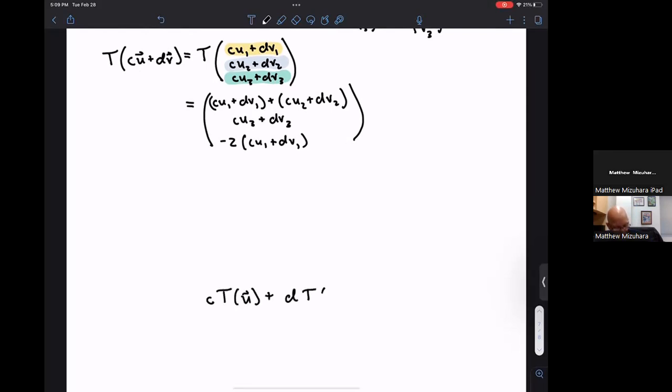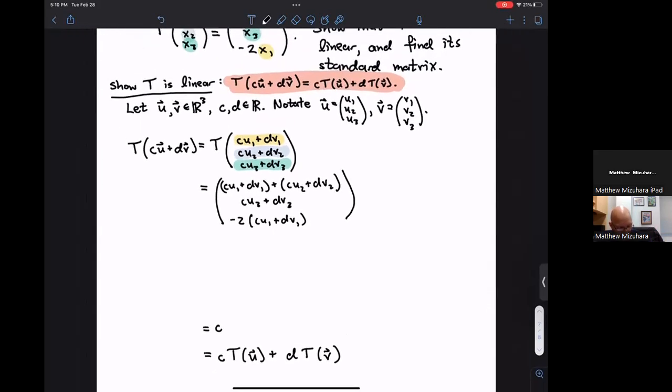So I know the final expression I'm trying to reach is, okay, this all equals cT(u) plus dT(v). Let me just work backwards a little bit. So what's this equal to? Well, I'm supposed to get, okay, so c times, what's T(u)?